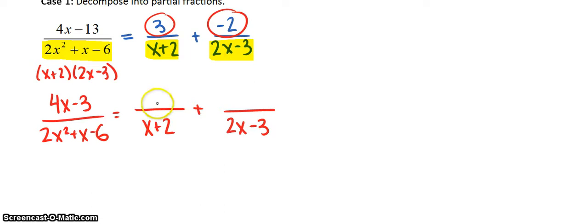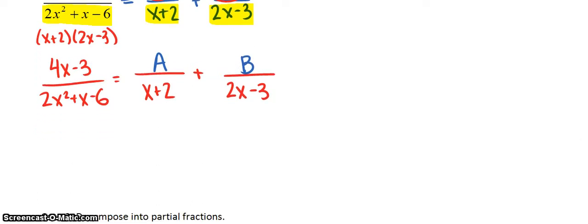You can't just guess them. So we need a placeholder for that 3 and that negative 2. So I'm going to call this one A for a placeholder, and I'm going to call this one B. I don't know what A and B are. That's what I need to find.